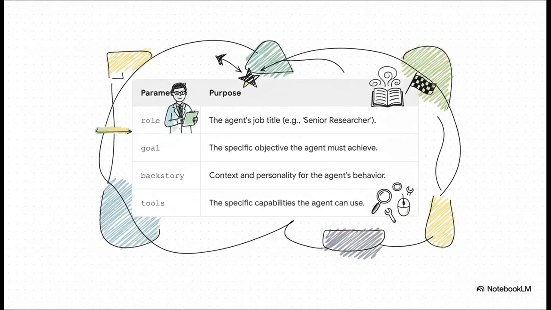And what's really cool is how you define these agents. You're basically just writing a job description. You give each one a role like senior researcher. You give it a specific goal it needs to achieve. You give it the tools it's allowed to use, like a search engine. And you can even give it a backstory to help shape its personality and how it responds. It's a really powerful way to guide the AI's behavior.